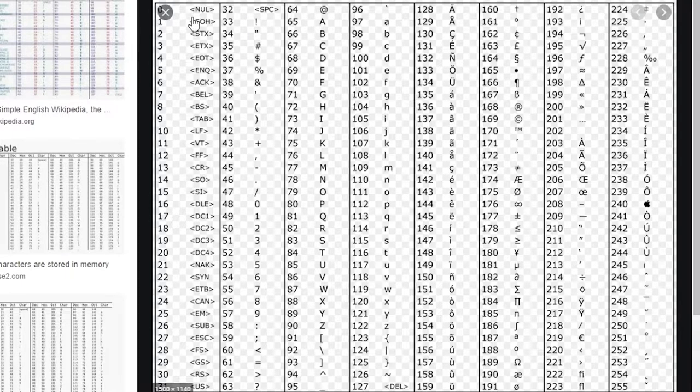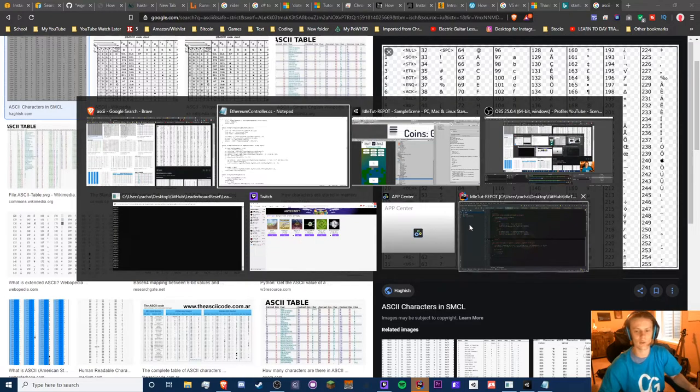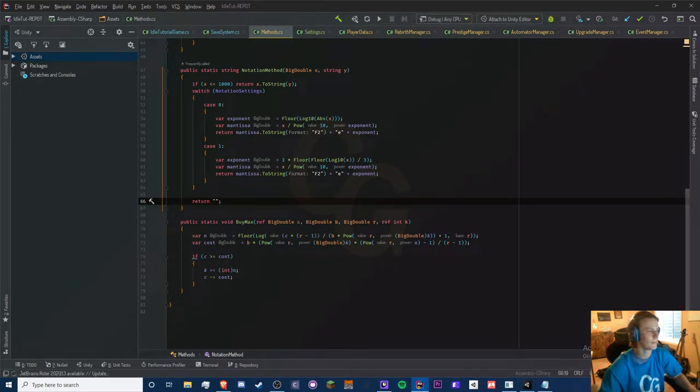Okay, so you see we have 0 for like all this good stuff. So 48 is 0, 49 is 1, 81 is capital Q, 113 is lowercase q. So we are going from 97 to 122, and we're kind of just looping it that way. And we do that by doing a modulus, okay? So I do this on the side here.